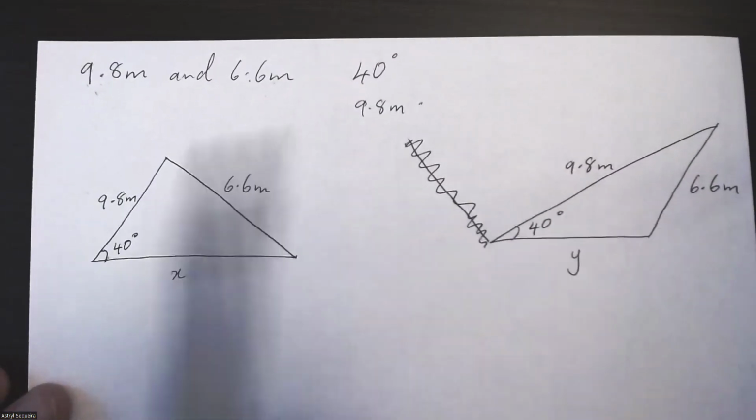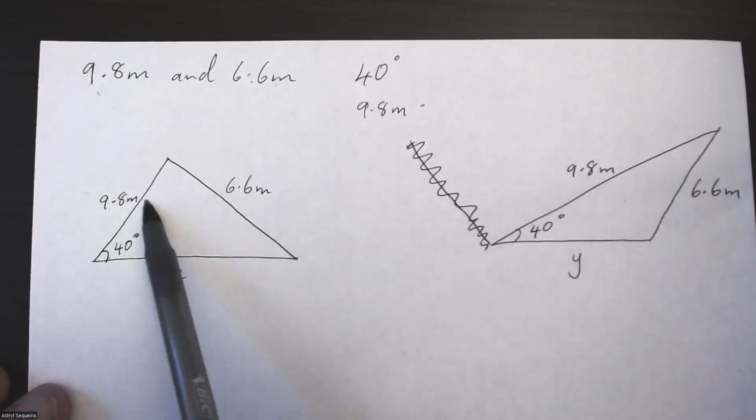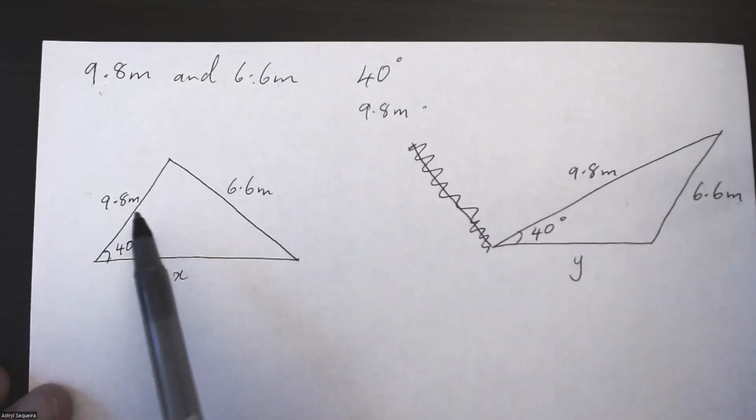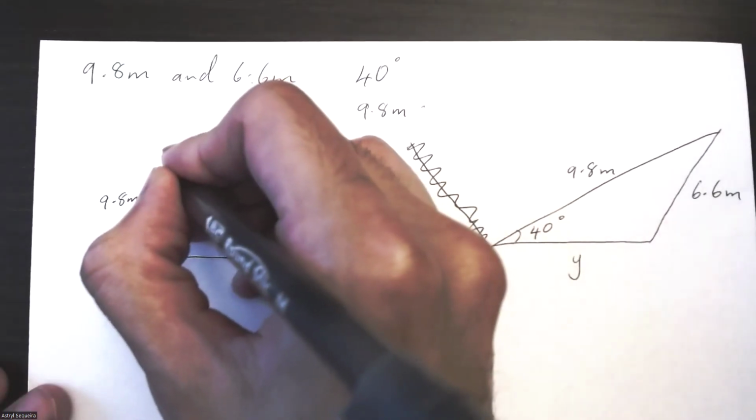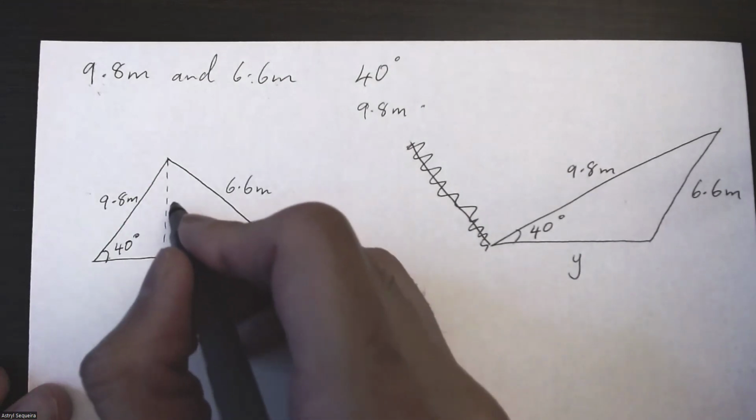Okay, so if I want to find the height, it doesn't matter if I use this triangle or this triangle, they both have the exact same height. I'm just going to use this one over here. It's a bit easier to visualize it and draw it on this one. But even if you use the other one, you'd get the exact same answer.